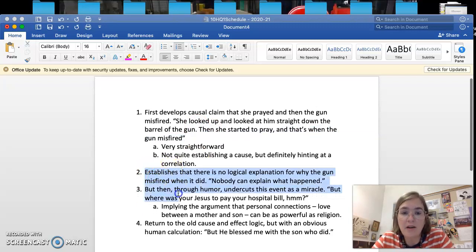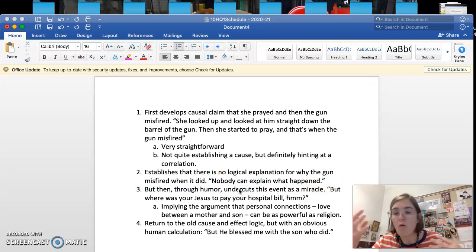And then my next part of the argument is that he establishes that there's no logical explanation for why the gun misfired when it did. So again, I need to find the evidence that he actually does that. He has a whole paragraph about how nobody can explain why the gun misfired right when she started praying. So it does seem like a mystery, like a miracle even.